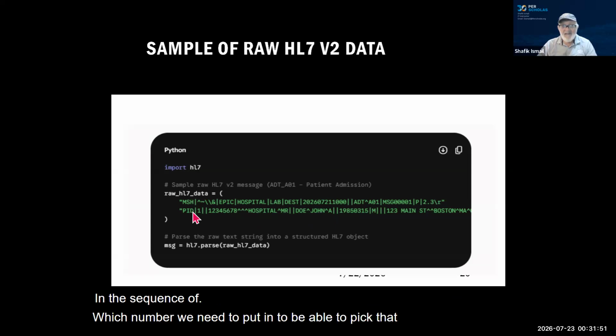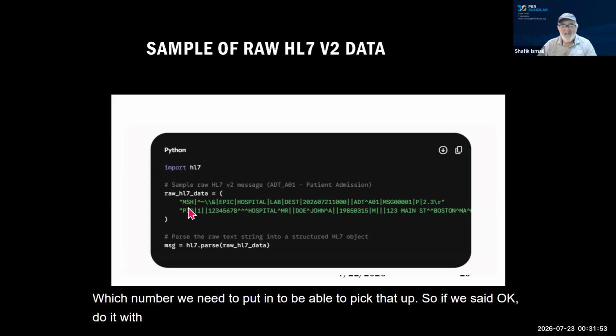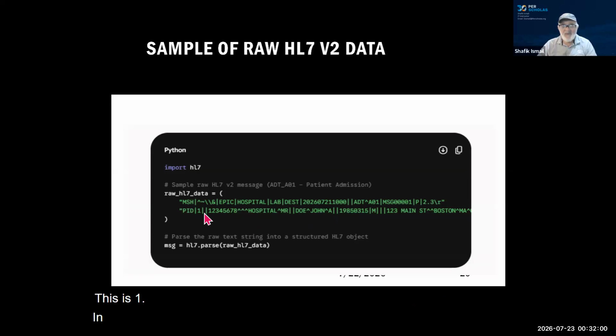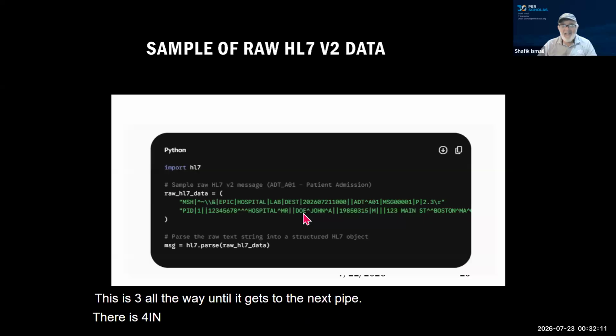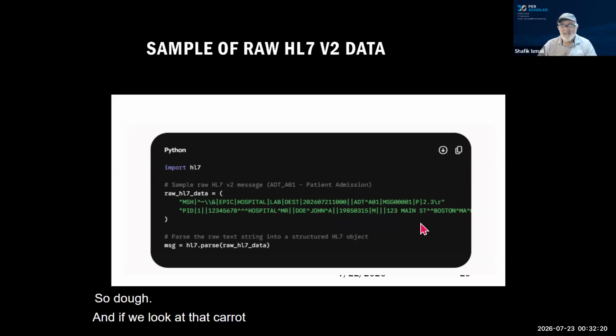So do it with me, guys. If that is 0, this is 1, in between here it's 2, this is 3, all the way until it gets to the next pipe. That is 4, in between, and that would be 5. Do you agree? And if we look at that caret, that actually separates it.